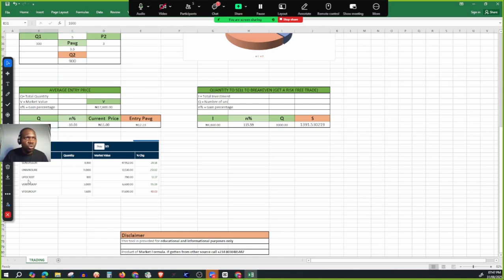Let me do it for UPDC real estate. What quantity is it? 100 units. What is the value? The value of it is actually 790 naira. So what's the percentage? 53.37. When I enter it, it tells me that the average entry price is 5 naira 15 kobo, and the current price as at the time I took this screenshot is 7 naira 90 kobo.